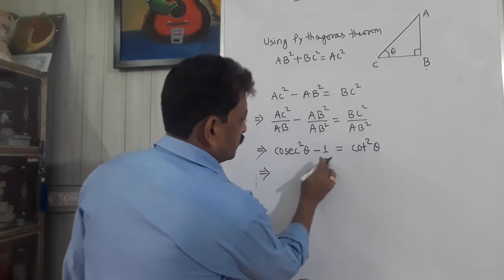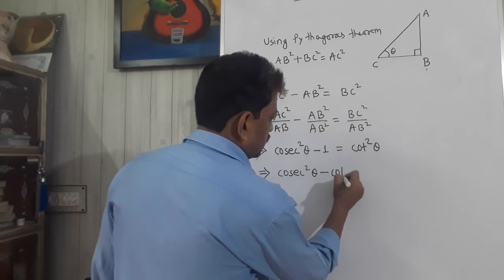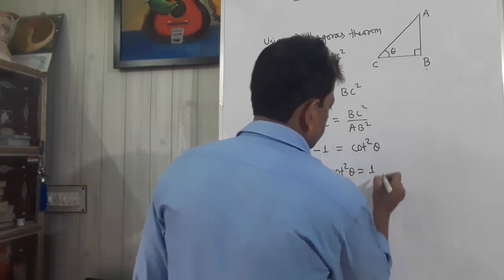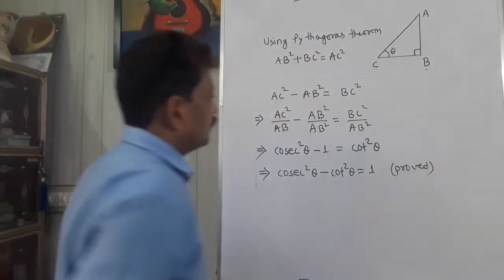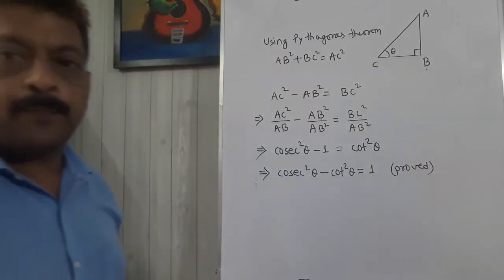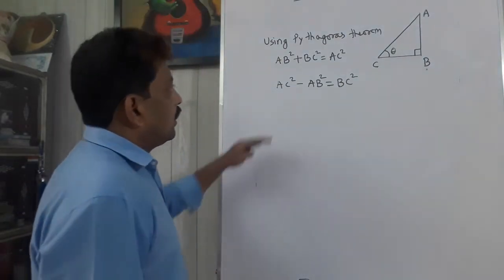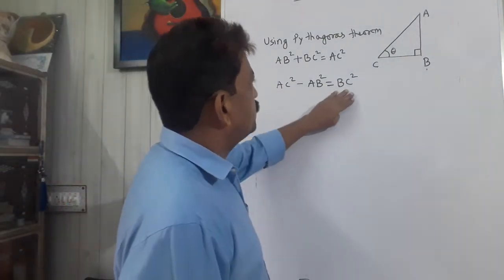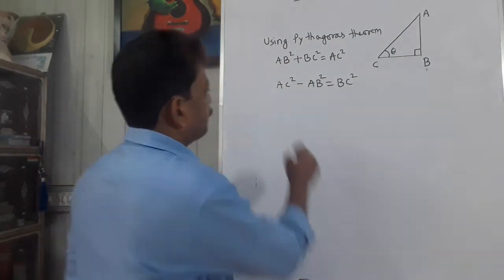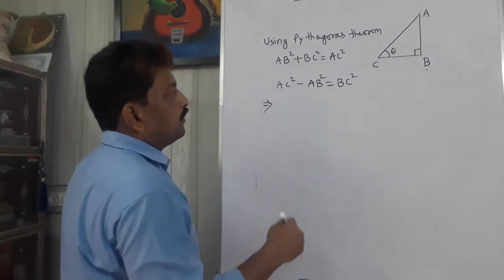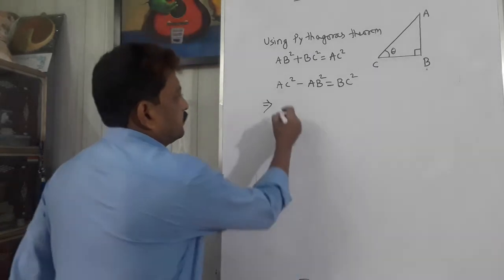Now I can bring this cot square theta to this side. So cosec square theta minus cot square theta equals 1. So this is also proved. Okay. Now for the next formula, I have written AC square minus AB square equal to BC square. Okay. So let me divide the whole equation by BC square.